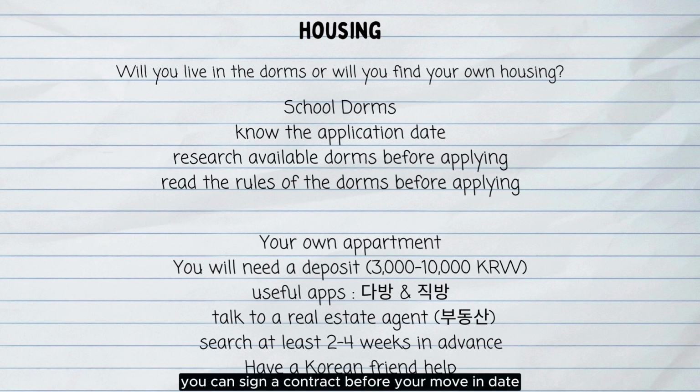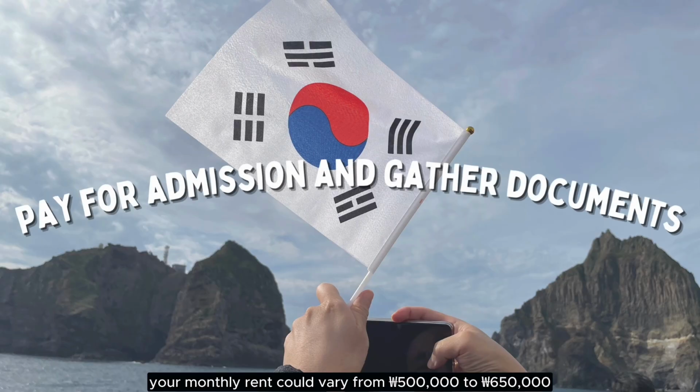You can sign a contract before your move-in date, so it's always useful to have a Korean friend help you as well. My boyfriend went with me, but there are many English-speaking agents as well in different areas. Keep in mind that you're going to need a deposit if you're thinking about getting your own apartment, anywhere from 3 million won to 10 million won, and also your monthly rent could vary from 500,000 won to 650,000 won.